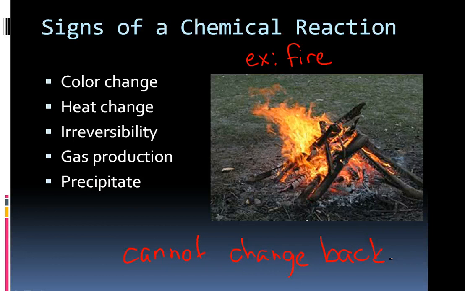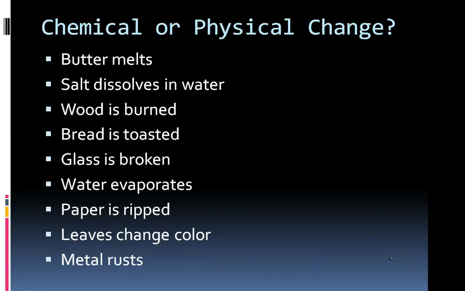Okay, so let's go through a few examples and see if we can tell if it's a chemical or a physical change. If I were you right now, I'd actually hit pause and see if you can figure out if it's a chemical or physical change. And we're going to write a C for a chemical and a P for a physical change. So go ahead and hit pause, see if you can classify those, and I'll give you a second while you pause your computer.